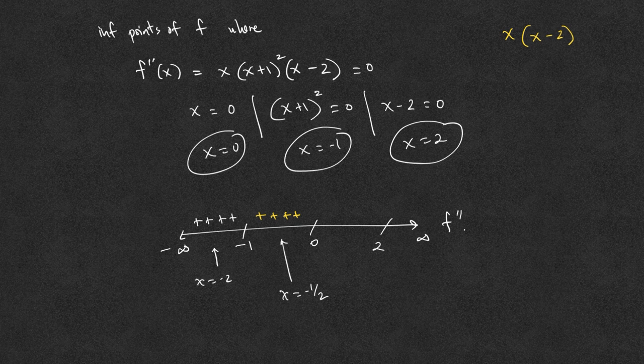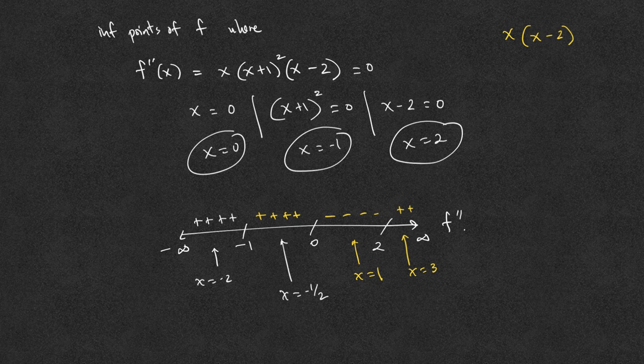We then pick any number between 0 and 2, x equals 1, and plug this into the product x times (x minus 2). X is positive because x equals 1. 1 minus 2 is negative. A positive times a negative is a negative. And so f double prime is negative on the interval 0 to 2. From 2 to infinity, we pick x equals 3, and we see that this is 3 times 3 minus 2, and so f double prime is positive.